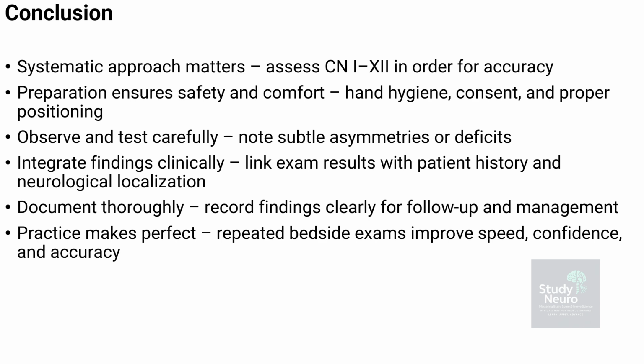As you assess each nerve, observe carefully and test methodically. Look for asymmetries, abnormal movements, or sensory changes. For example, when testing facial movement or extraocular eye movements, subtle differences can indicate important neurological issues. Normal findings include symmetry, intact sensation, and coordinated motor responses. Integrating your observations with the patient's history and neurological localization allows you to interpret findings clinically. Not every abnormality is obvious, so careful correlation is key to forming an accurate assessment.